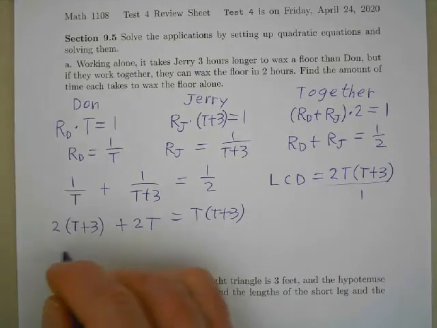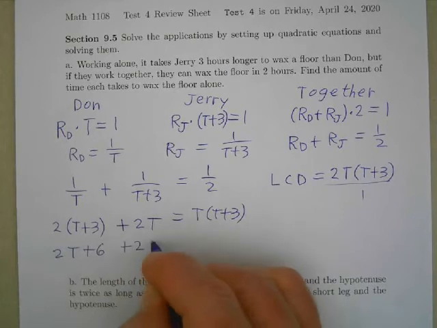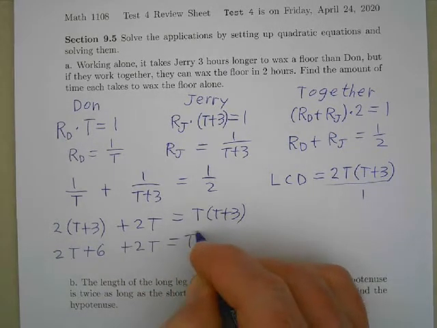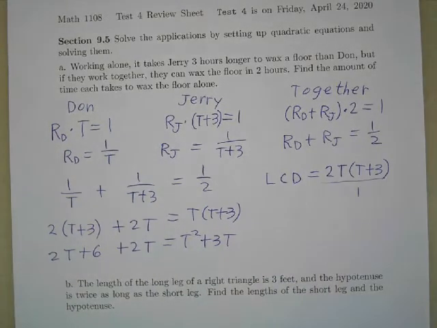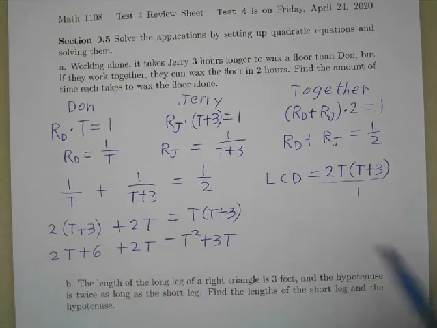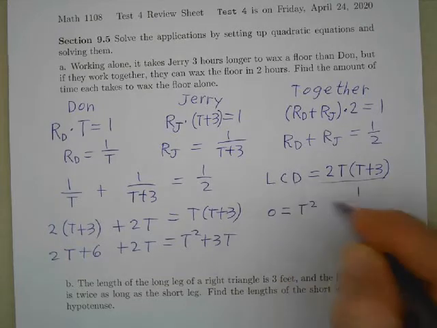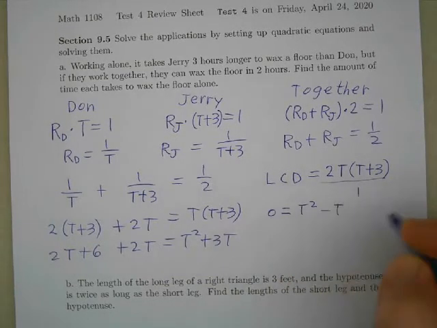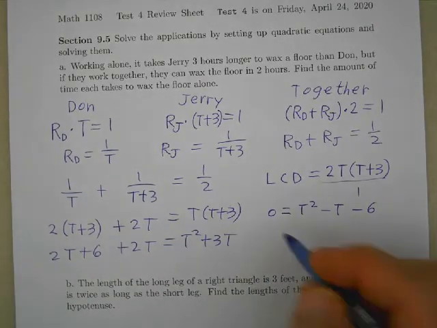This equation is just a quadratic equation in the variable T, so if we multiply everything out, set one side equal to 0 to get it into standard form, then we'll see how to solve it after that. So we'll subtract 4T from both sides and also subtract 6 from both sides. So we get 0 equals T squared minus T minus 6. And we can solve this by factoring.